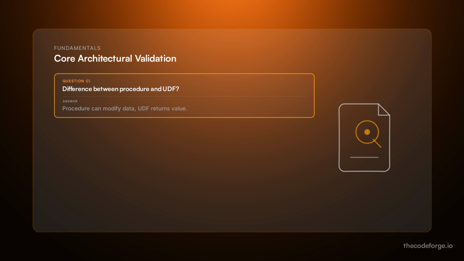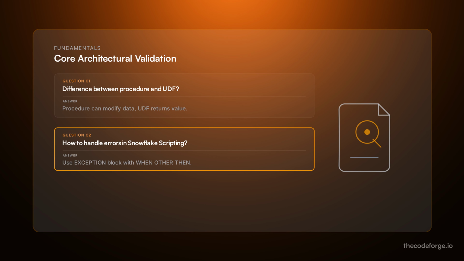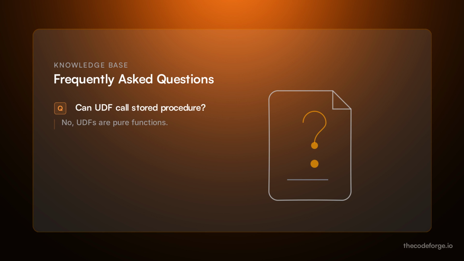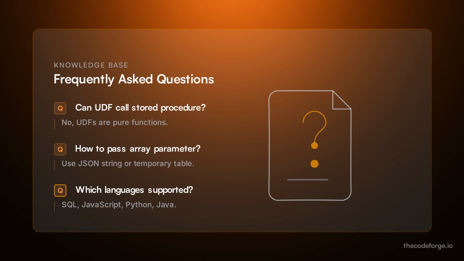Let's recap interview questions. Stored procedures can perform multiple operations and modify data, while UDFs return a single value. Use exception blocks for error handling. For performance, mark UDFs as immutable and avoid using them in where clauses. FAQs demystified. UDFs can't call stored procedures. To pass arrays, use JSON or a temporary table. Snowflake supports SQL, JavaScript, Python, and Java for procedures and UDFs.